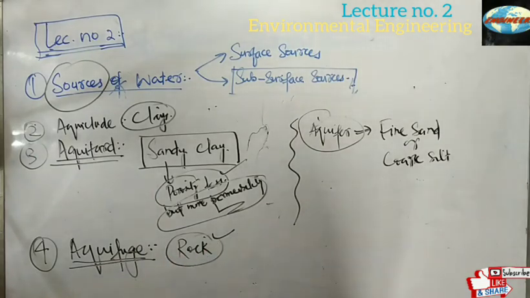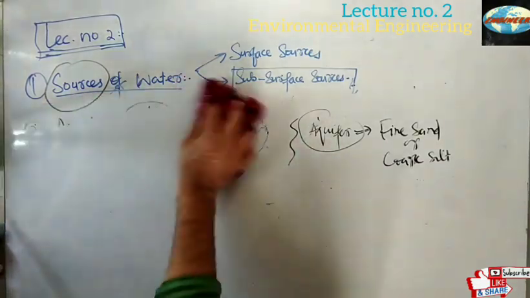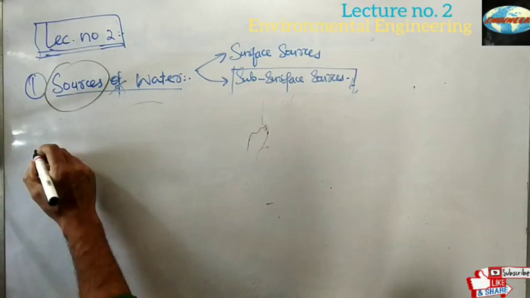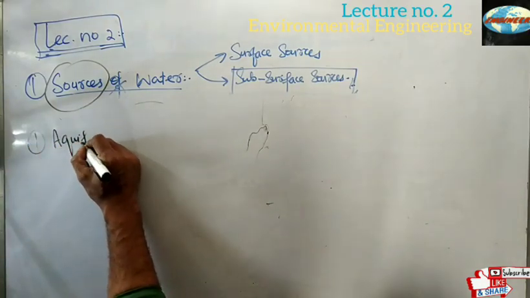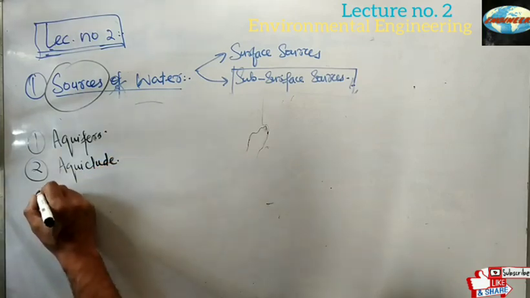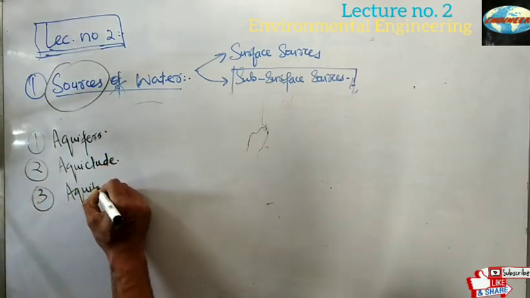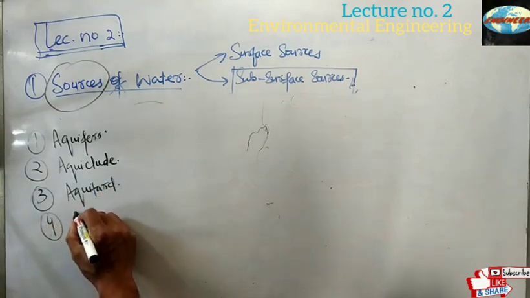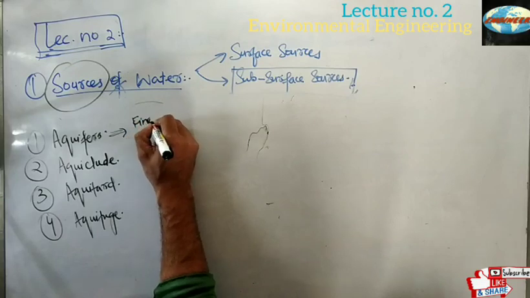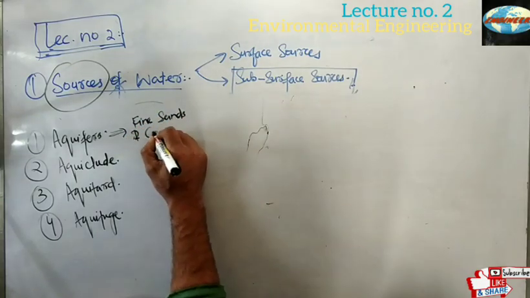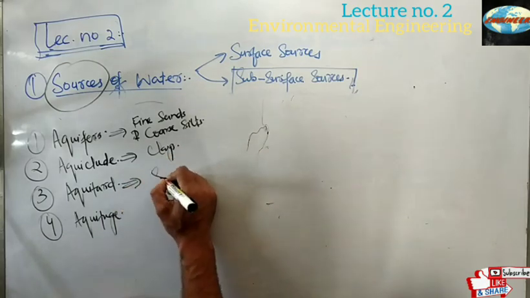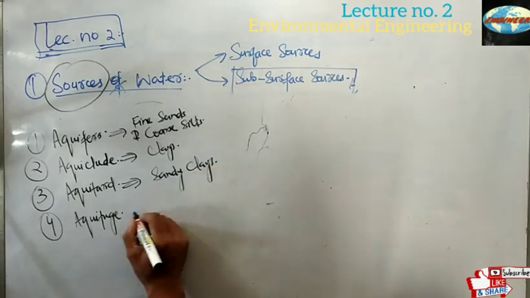Now, if I compare all the four, let me write over here neatly. We have aquifers, we have Aquiclude, third we have Aquitard, and fourth one is Aquifuge. Now, what is aquifer? These are simply fine sands and coarse silts. What about Aquicludes? These are clays. And what about Aquitard? These are sandy clays. And what about Aquifuge? It's simply a rock formation.